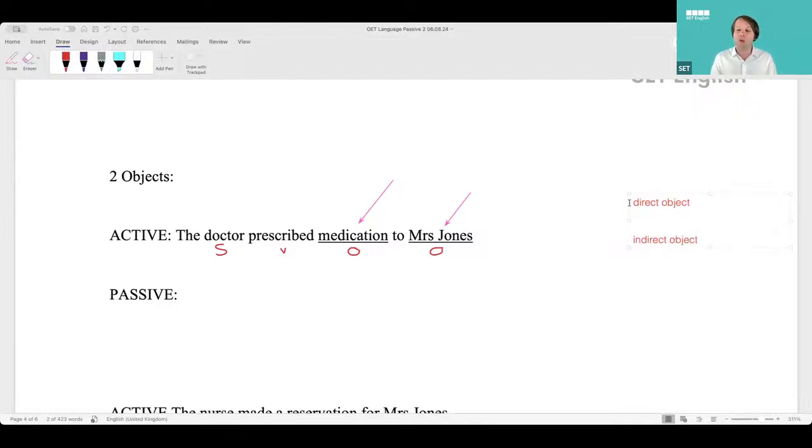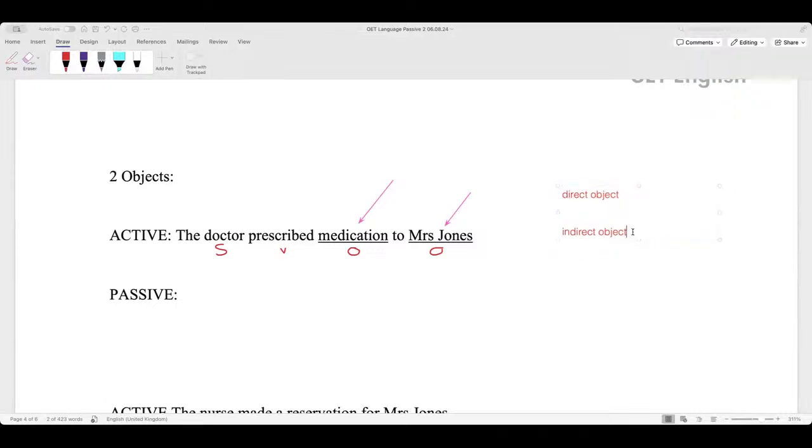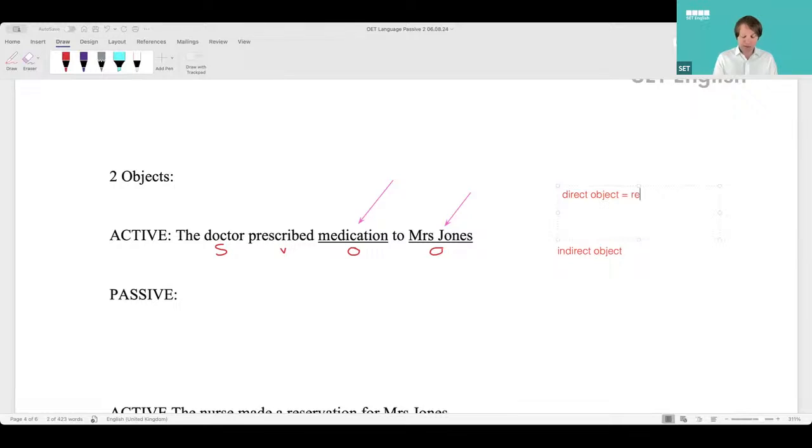And Pew, do you know what a direct object is? What does that mean? The direct object is what receives the action. Okay, it receives the action. Does that make sense to everyone here? Receives the action. Yes. Okay.